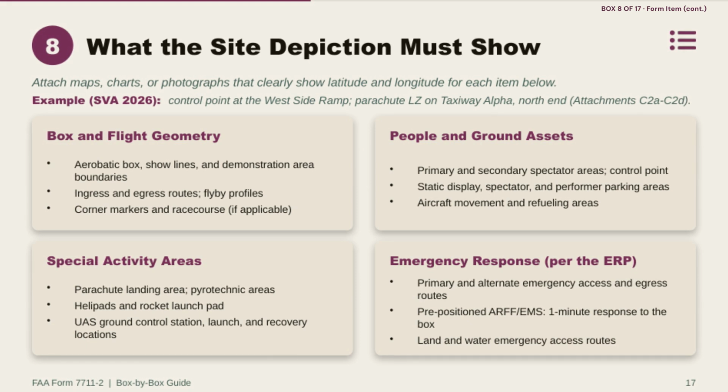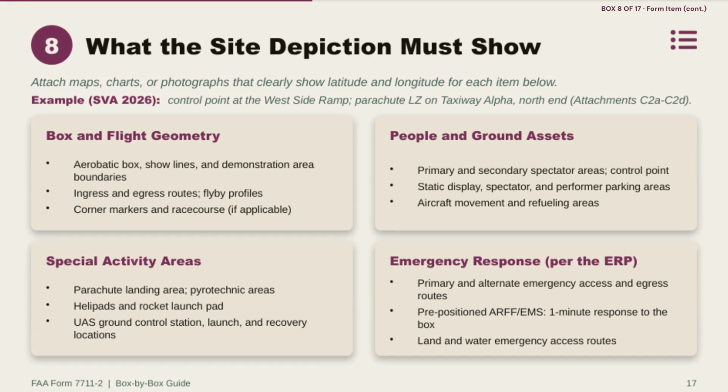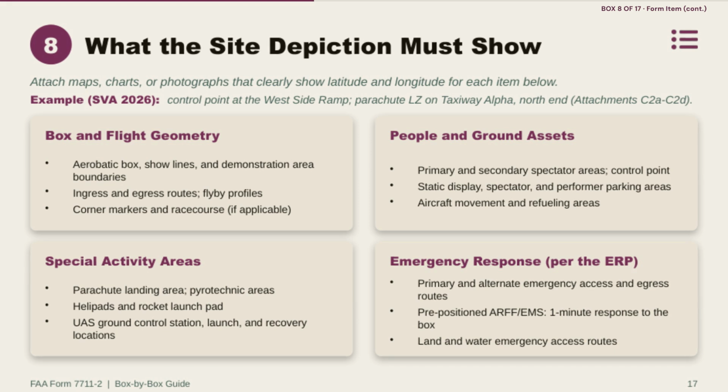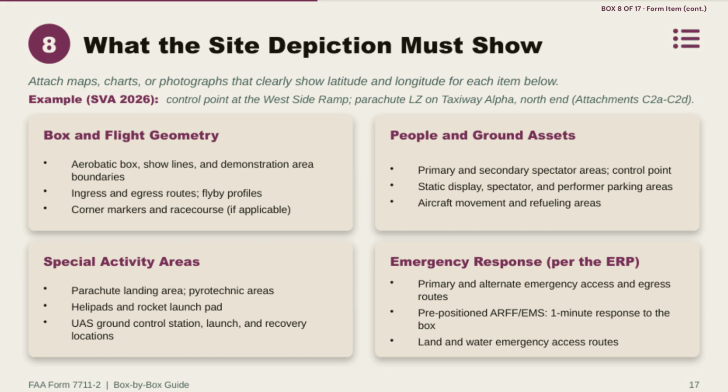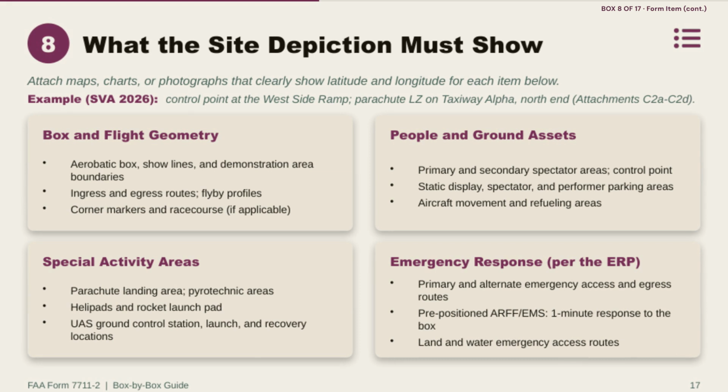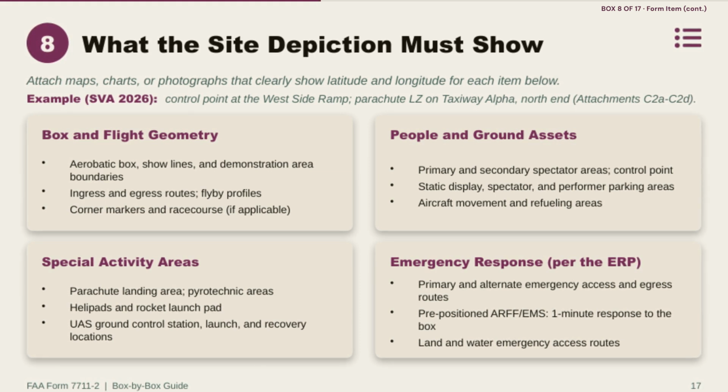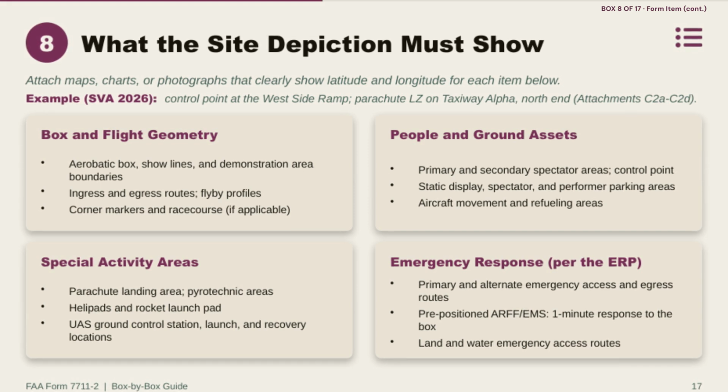Second, people and ground assets: primary and secondary spectator areas, the control point, static display and parking areas, and aircraft movement and refueling areas. Third, special activity areas: the parachute landing area, pyrotechnic areas, helipads, a rocket launch pad if applicable, and UAS ground control, launch, and recovery locations. Fourth, and this ties directly to the emergency response plan in item 14, primary and alternate emergency access and egress routes, pre-positioned ARF, an EMS position for a 1-minute response into the box, and land and water emergency access routes.